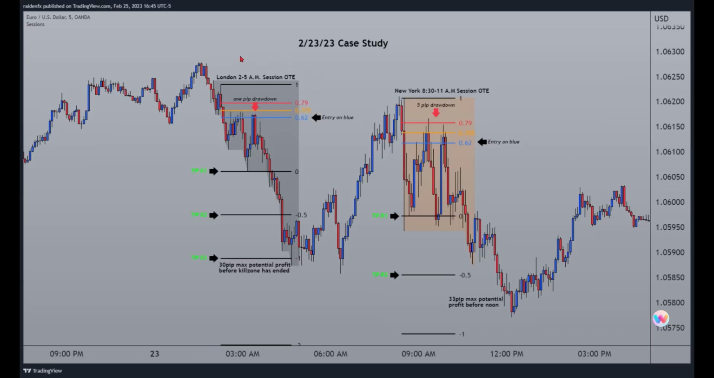Here's an example of it on February 23rd. As you can see, the only thing I have on this chart as far as an indicator is sessions. You don't need that. This just makes it quicker for me to spot the time and stuff like that. So I've just created sessions on my chart for where it's 8:30 to 11.